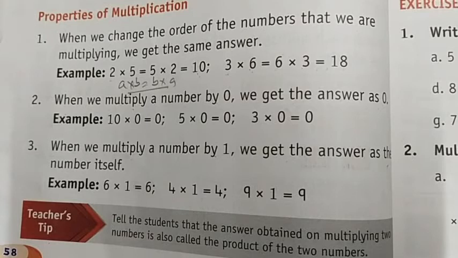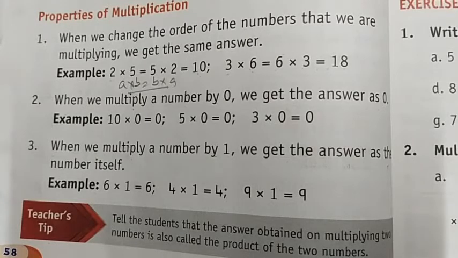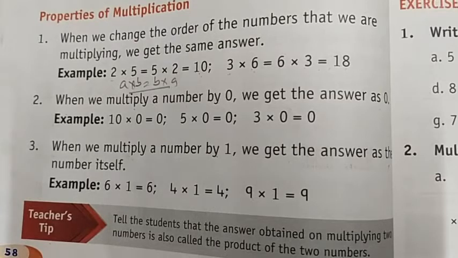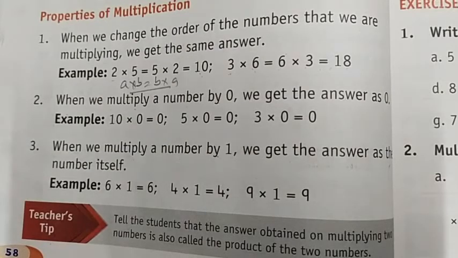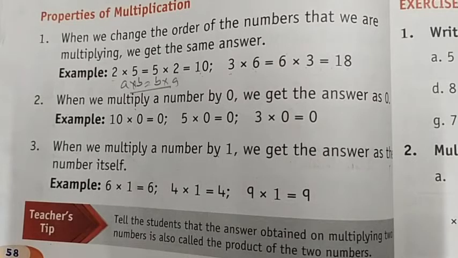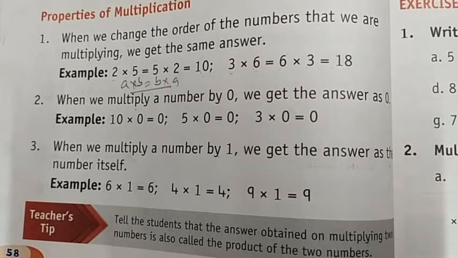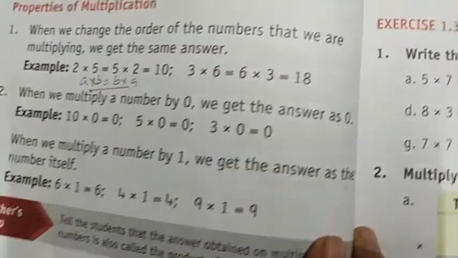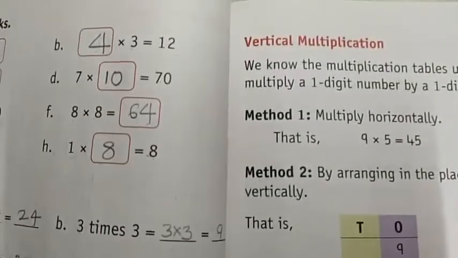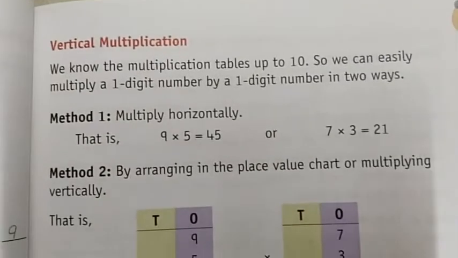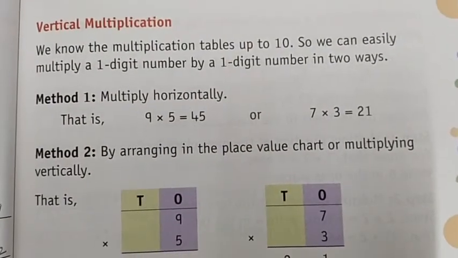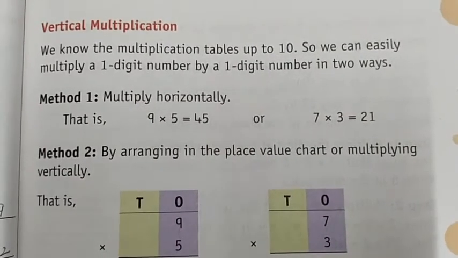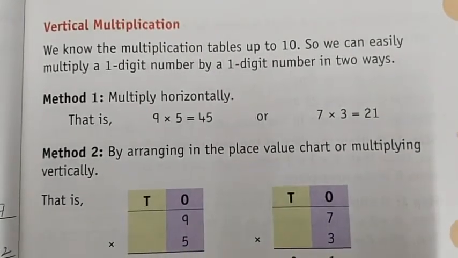If you multiply any number into 1, you will get the same number. If you multiply any number by 0, you will get the answer as 0. If you change the order of the numbers, you will get the same product. Means A into B is equal to B into A will give you the same result. These are the three basic properties of multiplication. So, addition has its own property, subtraction has its own property, even multiplication has its own property. You should keep it in mind before you solve this.